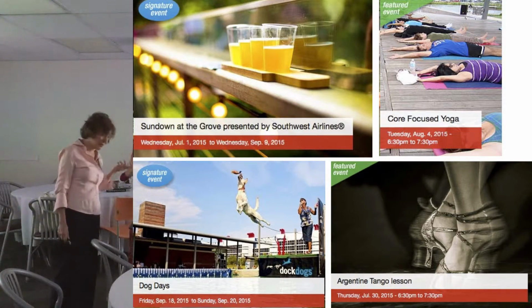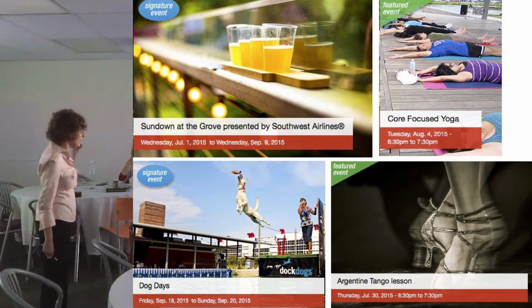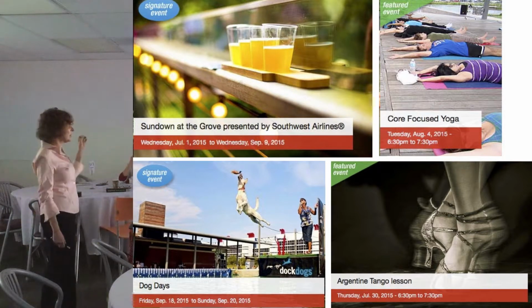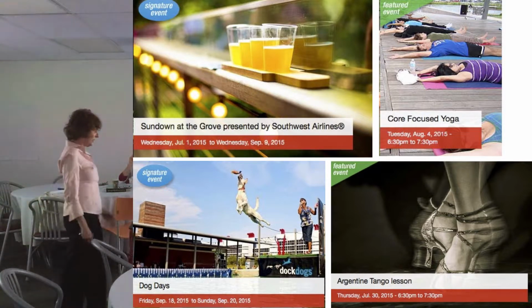So you create the draw, the reason for people to come. And they will come, and then they will want to live there, they'll want to stay there on their trip, and they'll want to work in a building nearby.